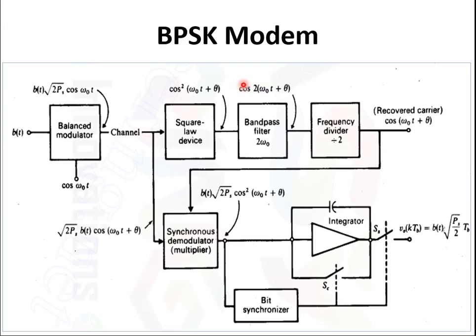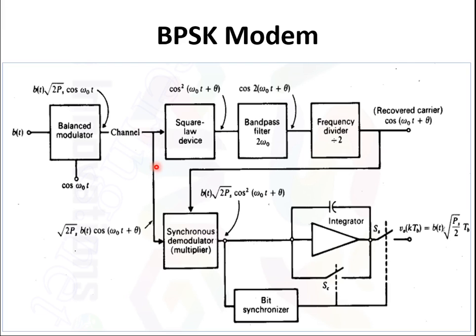Cos 2 omega naught t I am applying to a frequency divider by 2. So if I divide my frequency by 2, what happens to this? This 2 will go, so cos omega naught t will remain, and this cos omega naught t I am using for the demodulation purpose. I am using the same cos omega naught t for demodulation.